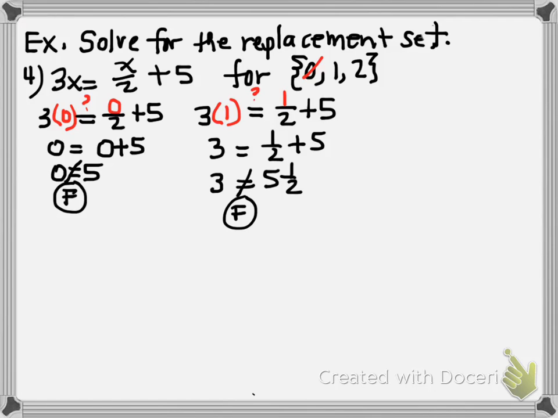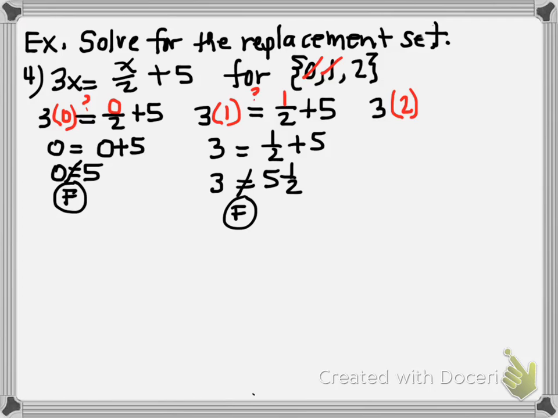So guess what? 1's not a... Oops, that was supposed to be red. Let's try that again. Sorry about that. 1 is also not a solution. So we have one more, and sometimes none of them work. So don't be all thinking it's going to have to be one in that group, because it isn't always.